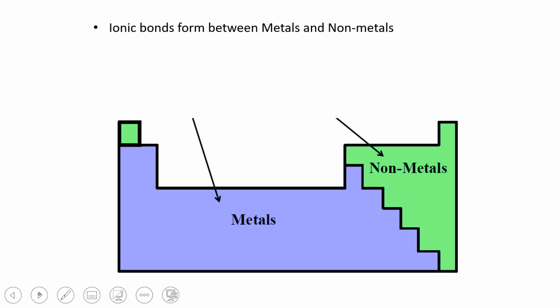Hi, this is Mrs. Nearing, and in this video, we are going to talk through some of the basics of ionic bonding. One thing to keep in mind with ionic bonding is it typically occurs between metals and nonmetals.